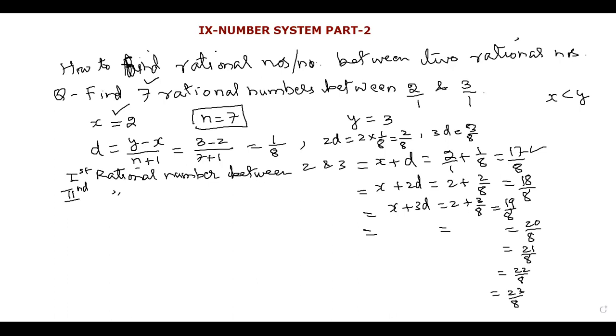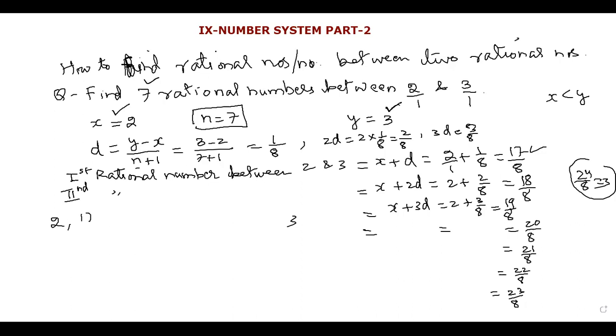And when you go to 8, you will get 3. That proves that if you write the eighth rational number, it will be 24 by 8. 8 threes are 24, so you get 3. So always check the last one. You found the 7 rational numbers between 2 and 3, and they are what?